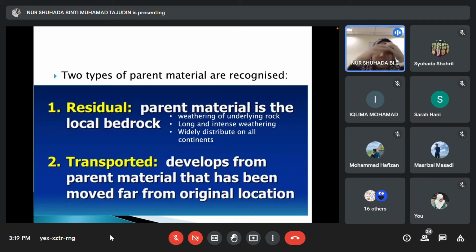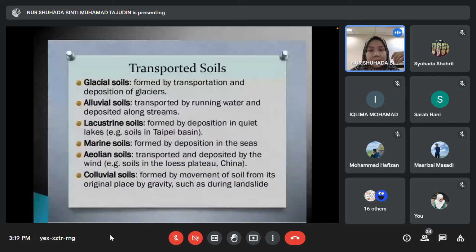Okay, the second one is what we call transported. So parent materials ni ada dua. Satu residual, the example is a big rock. Number 2 is transported. Transported is developed from parent materials, but it has been moved from its original location. Sekejap saya tunjuk. So this is transported material.